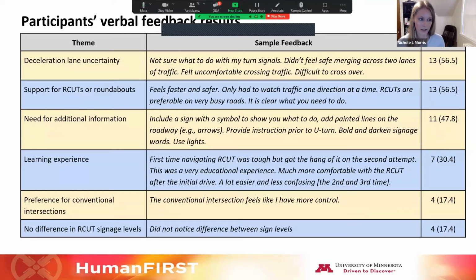A range of concerns on whether or not they felt like the signage was good or not. And there were many drivers who really just didn't even notice. So when we asked them after the fact what they thought about the different levels of signage they saw, they couldn't tell us that they had even noticed there was a difference in the signage. So this is definitely something more in the background for many drivers, and they weren't really paying attention. And that could be part of the reason why we didn't see strong differences in performance by level of signage.